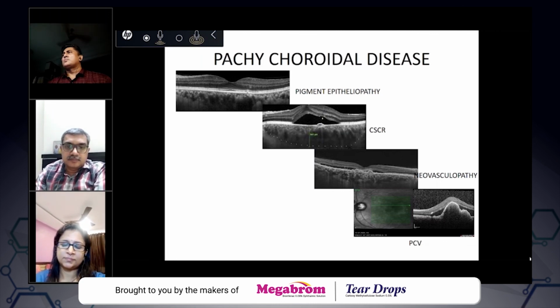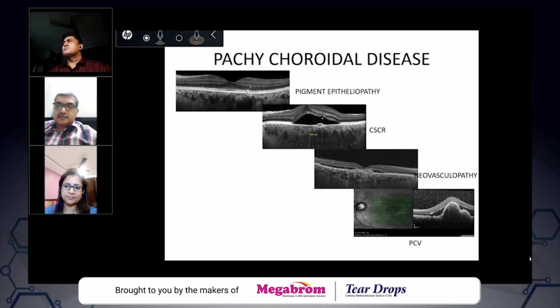For age-related macular degeneration, outer retinal tubulations and PEDs, all these are taken as important biomarkers.